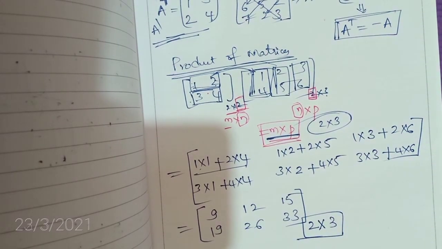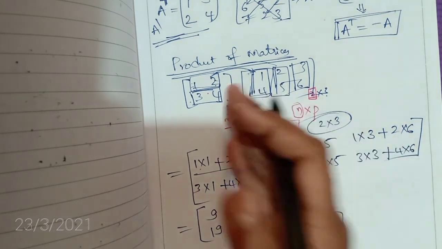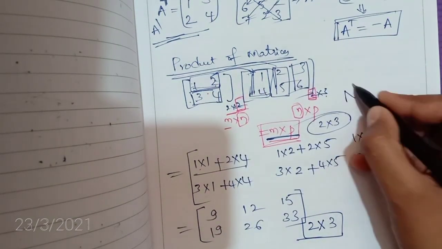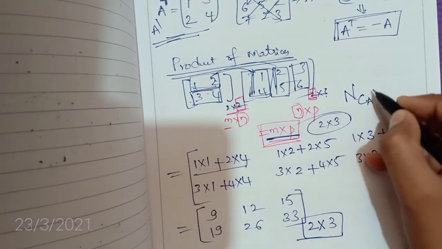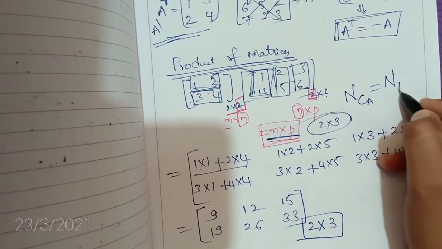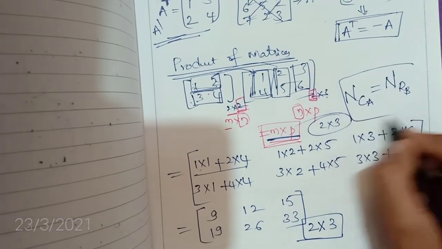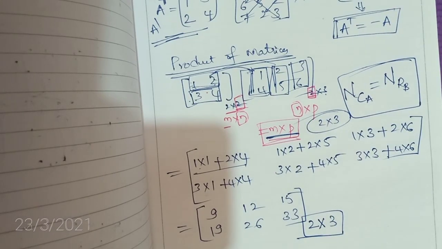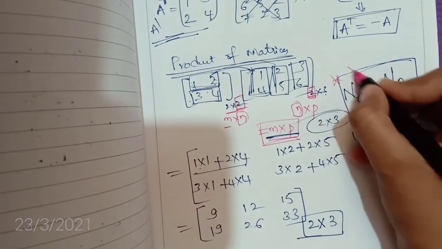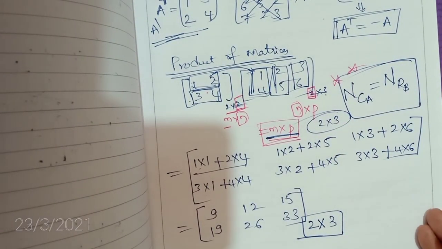So the most important thing for matrix multiplication: any two matrices can be multiplied only when the number of columns of the first matrix is equal to the number of rows of the second matrix. This is the important condition which these matrices must satisfy. Then matrix multiplication is possible. Okay, so I think this is enough for today.